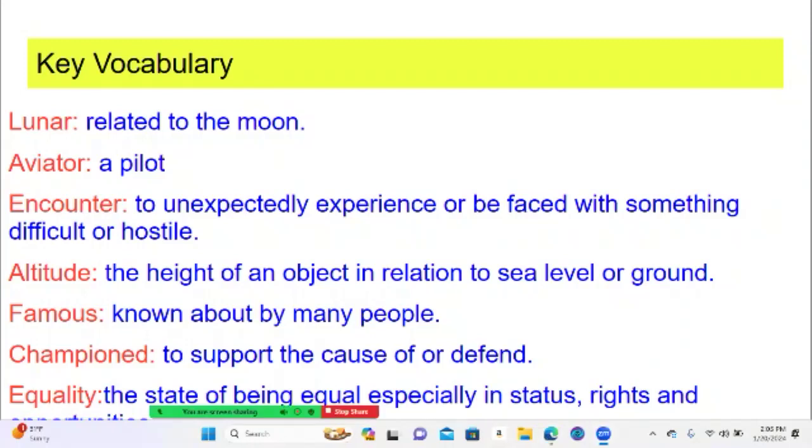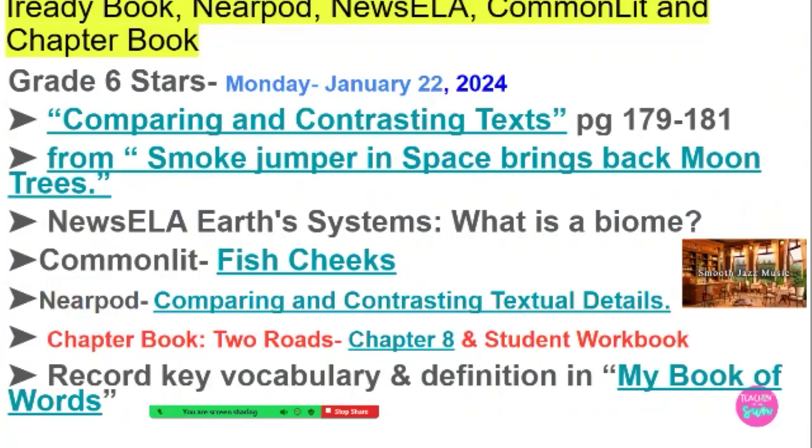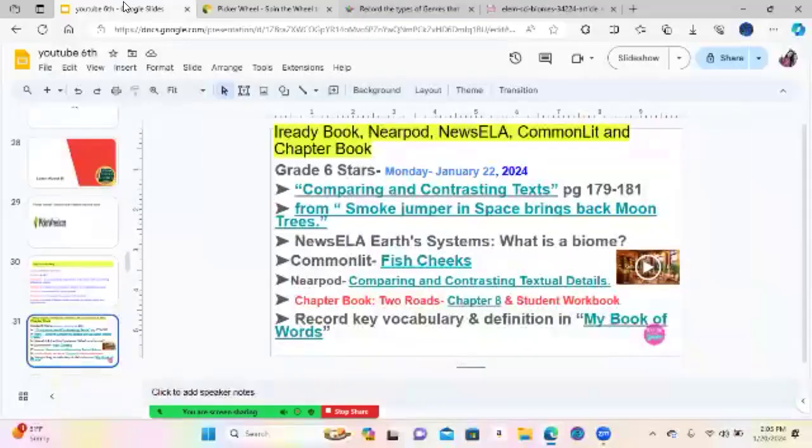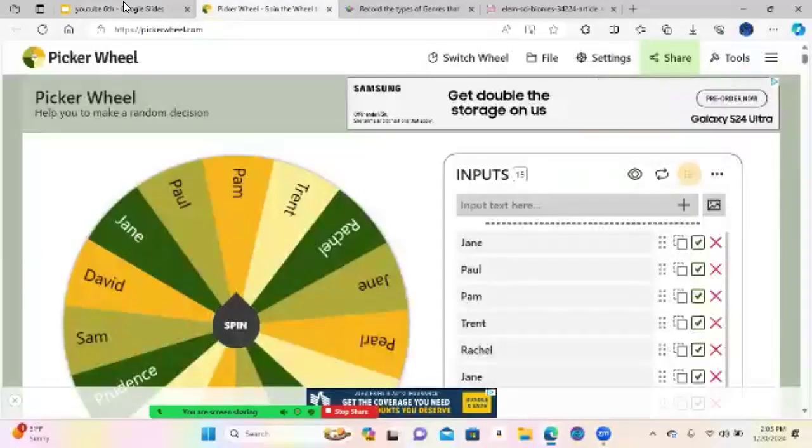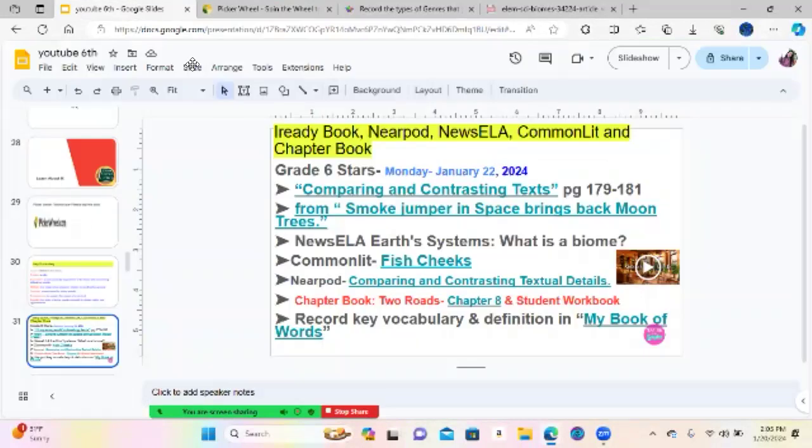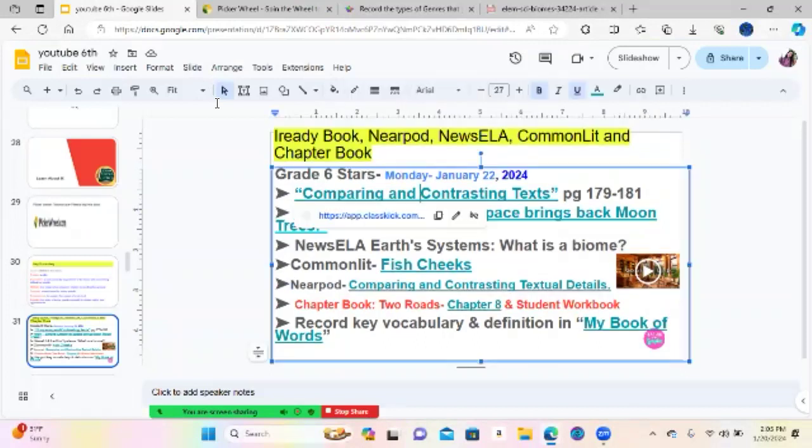All right, so let us move on. And remember, we had selected somebody to read today. So Pam was the person who was selected. So Pam will begin reading. We're looking at page 179 to 181 in our iReady book, or you can simply work from Classgeek.